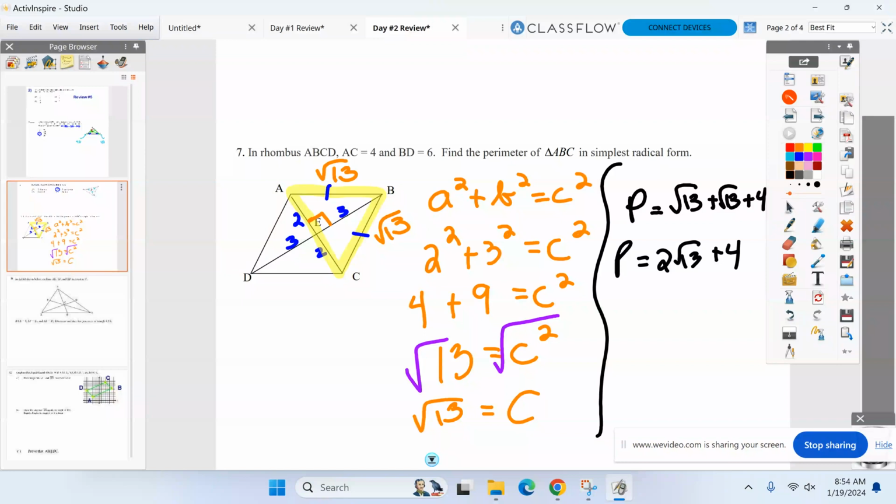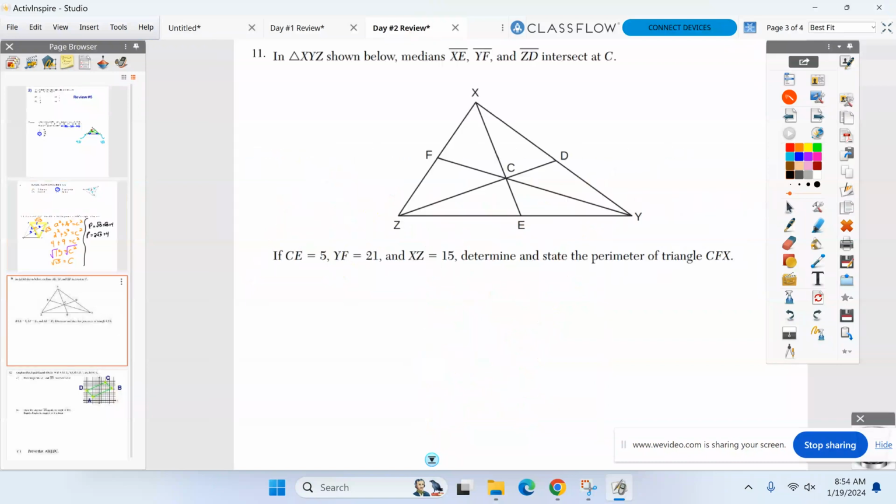That's an awesome problem right there. Had to know your rhombus properties, and then to use Pythagorean theorem there. Anything? All right, what I got? One more? Yep. Oh, nope, 2 more. Sorry. Number 11.